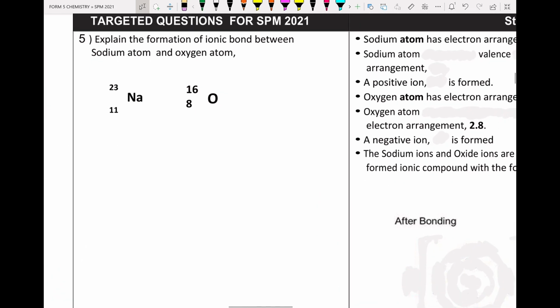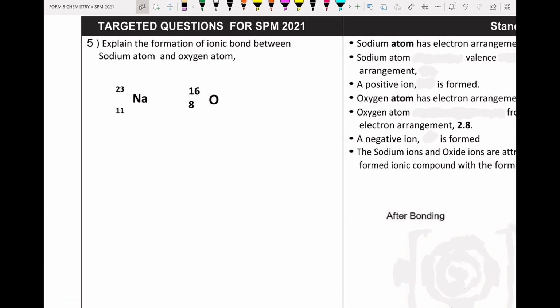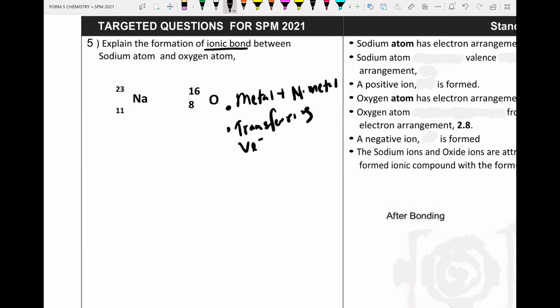All right, we move on to the next one, the formation of ionic compound. The formation of ionic compound occurs between metal plus non-metal. When metal combines with non-metal, the type of bonding will be ionic bonding. How do they form? By transferring valence electrons from metal to non-metal. The type of forces will be strong electrostatic forces of attraction existing between the ions.